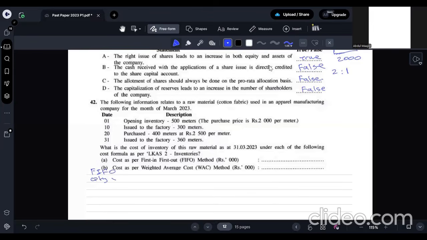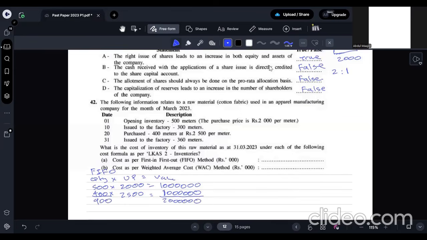Quantity into unit price equals value. Opening inventory 500 meters into purchase price 2000 per meter, that will be 1 million. Then purchase again 400 meters at 2500. That is again going to give you 1 million. And totally you have 900 meters of fabric at 2 million rupees.